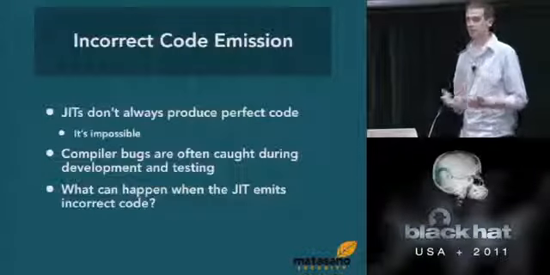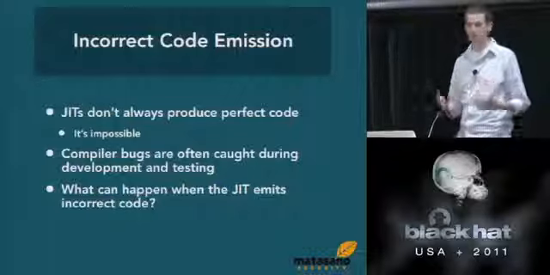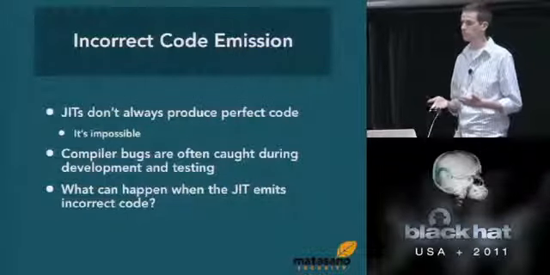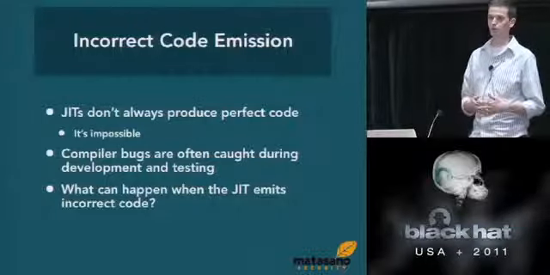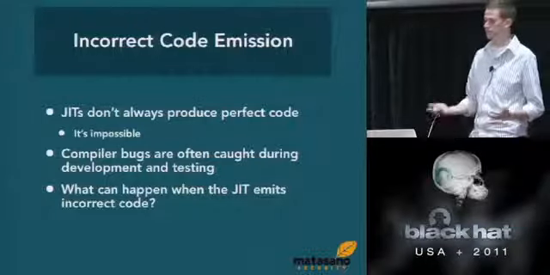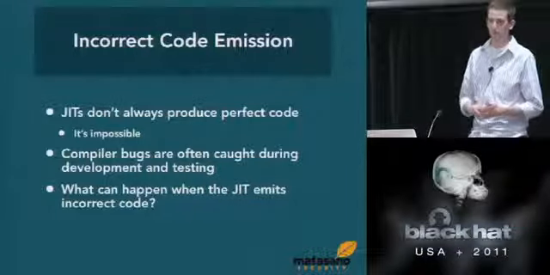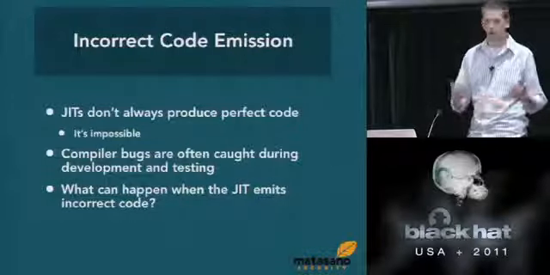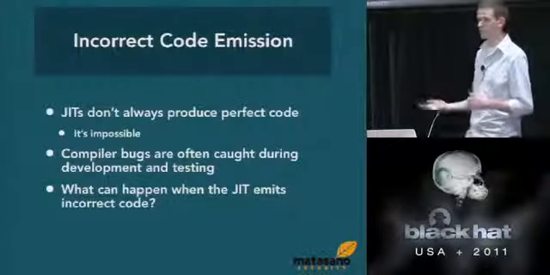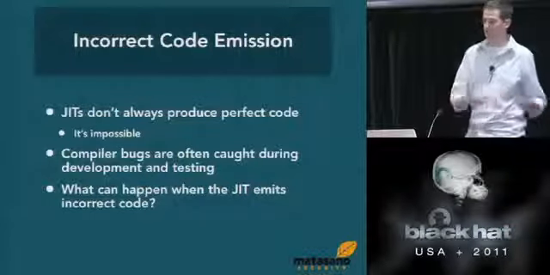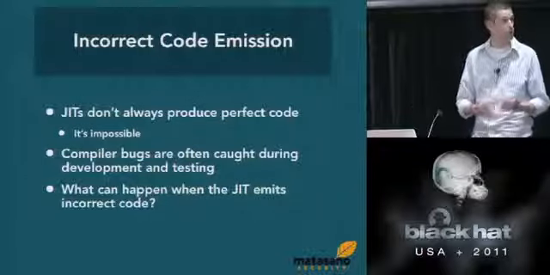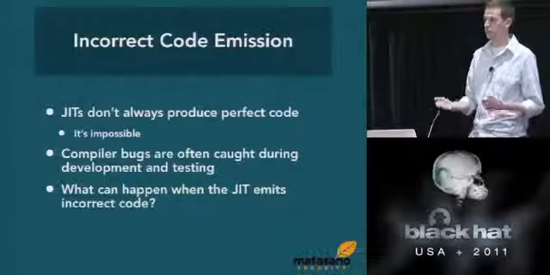One of the major things that can go wrong with JIT engines is incorrect code emission. And this is something that we feel no one is really talking about. JIT engines can't always produce perfect code, right? It's impossible, for the same reason that GCC can't produce perfect code and Visual C++ can't produce perfect code. Compiler bugs are usually caught when someone is developing code and testing an app, all on the development machine, and then you just get the fixed final product. But what happens when those bugs happen in your browser?